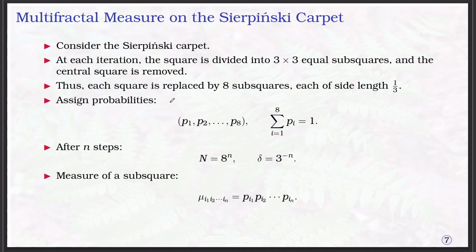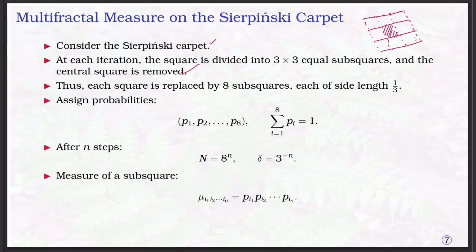Now we will implement the same with the Sierpinski carpet. So consider the Sierpinski carpet. That means we are taking the unit box, each side of length 1. This box is divided into 9 subsquares, 3 by 3, and the central square is removed. We need to remove this one.